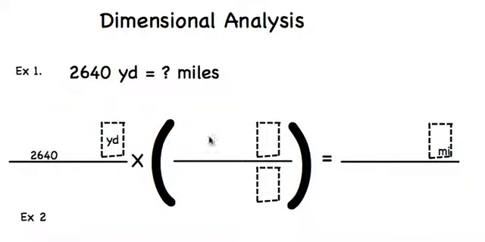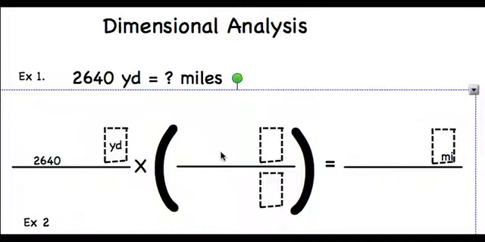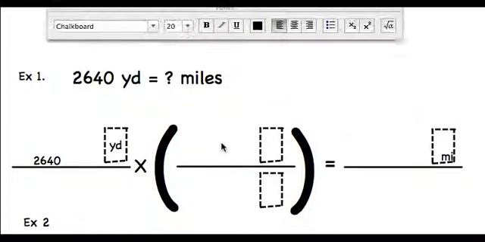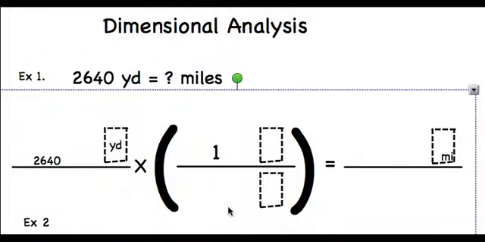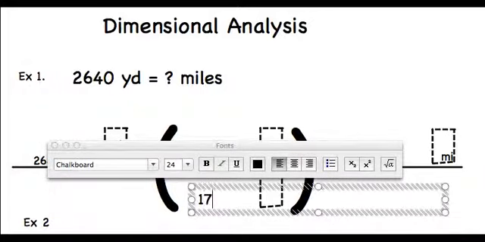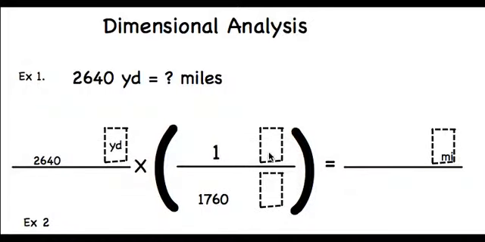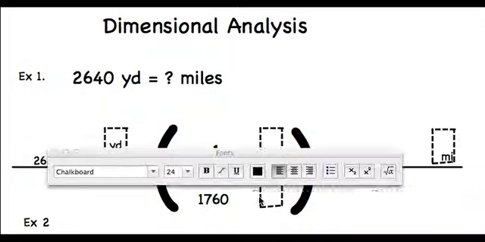Okay, so what we have to find out is we have to use our formula chart to find the conversion for this. So now we see that there is 1 mile for every 1,760 yards. Remember, this one was miles, and this one is yards.